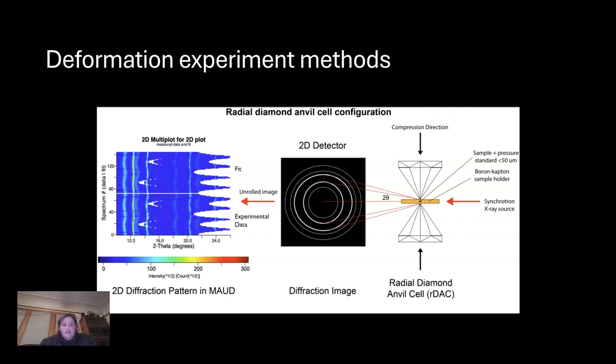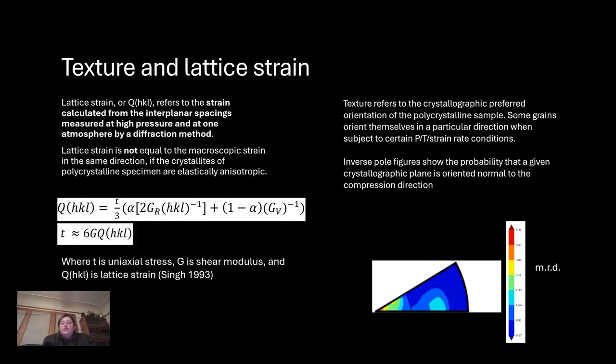And the data that we like to focus on is texture and lattice strain, which can only be measured in radial geometry. So lattice strain is the strain calculated from interplanar spacings measured at high pressure and at 1 atmosphere by diffraction method. And this is not equal to the macroscopic strain in the same direction. Lattice strain is a function of the shear modulus and uniaxial stress of the material.